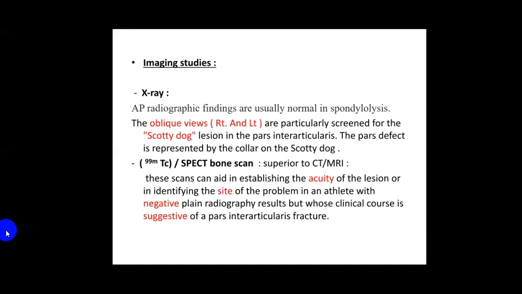The imaging study that we perform to demonstrate pars interarticularis defect, to start with, is the X-ray. The AP and the lateral view are usually not helpful because of the overlapping shadows of the bone. So if we want to see the pars interarticularis per se, we perform an oblique view. If you can imagine it simply, you have to do a right and left oblique view to see the right pars or the left pars, okay? In appearance, we will have something that we call the Scotty dog.